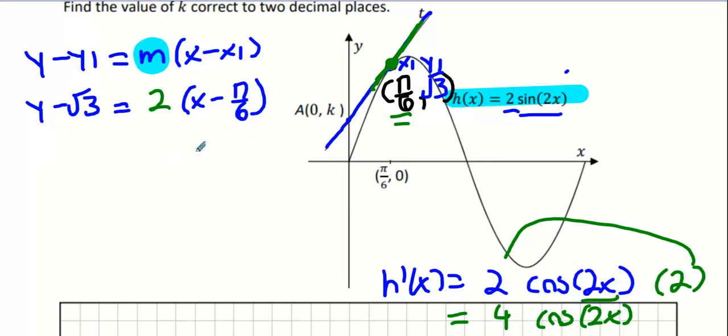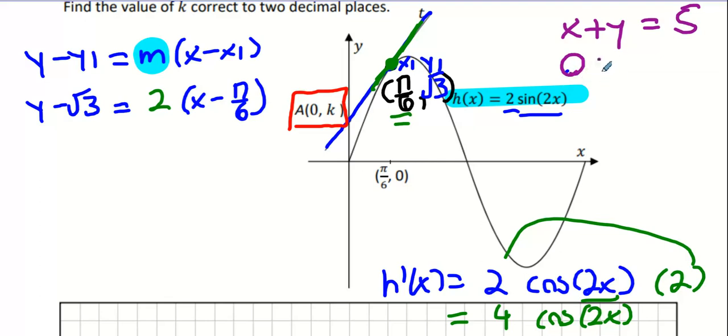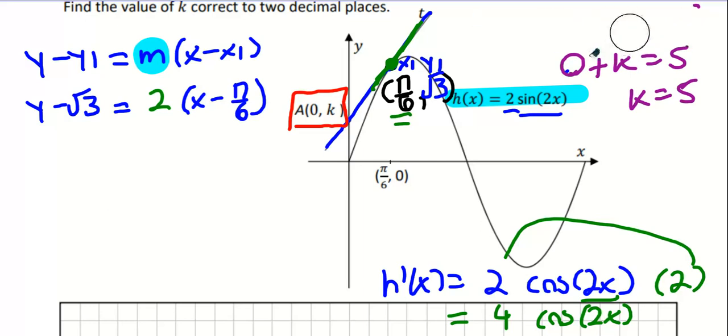Now, here's the equation of our line. Okay? Now, we don't need to do much with it, because what we're told is that this point (0, k) is on this line. So, as an example, if I had x plus y equals 5 as my line, and I was told that 0 and k are on this line, I simply replace x with 0, y with k, and I find out that k equals 5. And I'm going to do the same thing here.